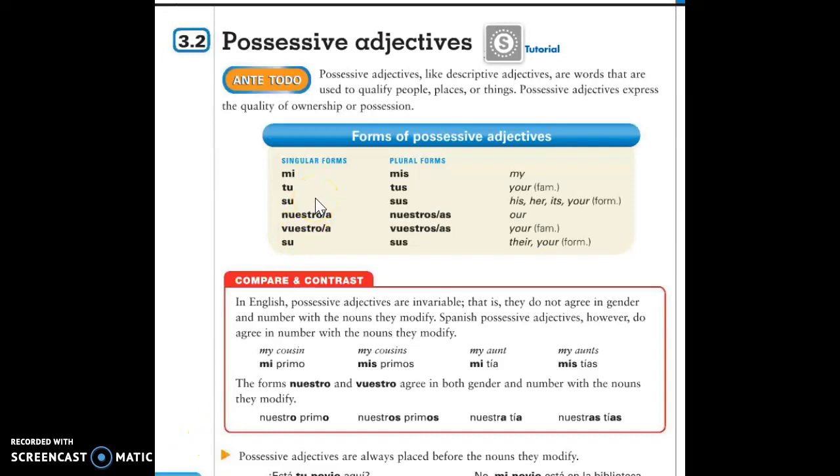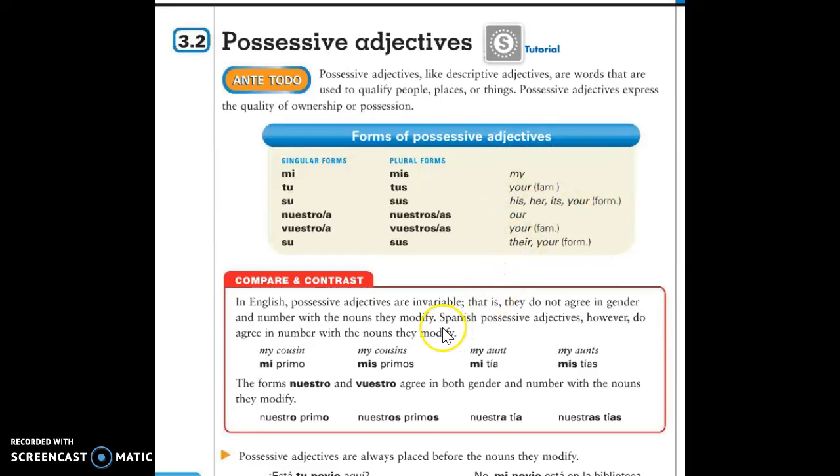So the singular forms of possessive adjectives are mi, tu, su, nuestro, nuestra, and su. Those are the singular forms. In English, our possessive adjectives, just as a reminder, are my, your, his, her, its, your, our, and their, and your. So the plural forms are going to be mis, tus, sus, nuestros, nuestras, and sus. And just to compare and contrast, in English, as you know, we just have this simple form of possessive adjectives.